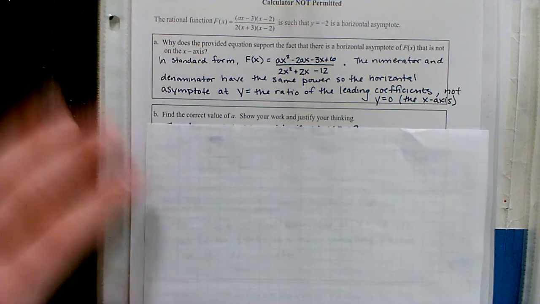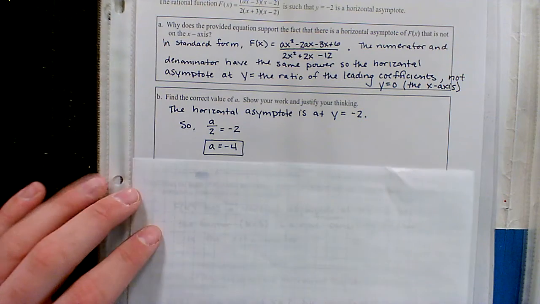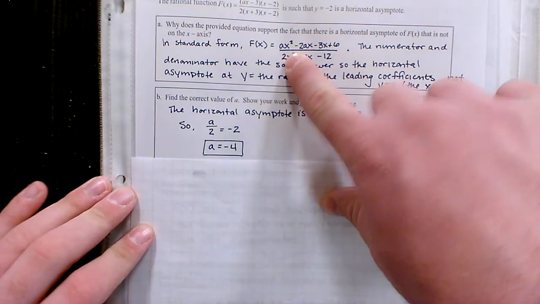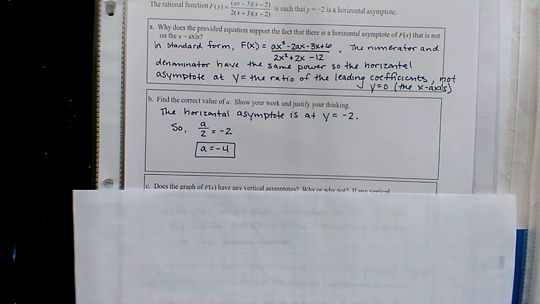The second one says find the correct value of A, show your work, and justify your thinking. Does anybody know how to explain how they found A? A would be that coefficient on the top. How did you find it? Go ahead, Tori. I said A equals negative 4 is the only value that would get you negative 2 by dividing A over 2. Yes, you have to use the given information at the top. They tell you the horizontal asymptote is at negative 2. So you said A over B, where B is 2, which you can take from the bottom right here. A over 2 is negative 2, so A has to be negative 4. Very good.